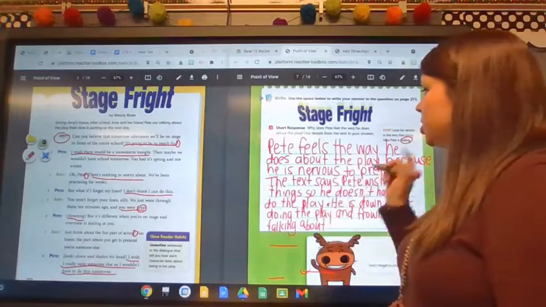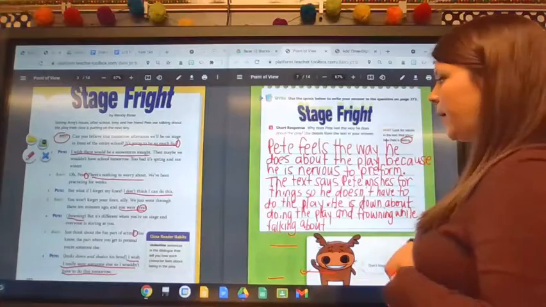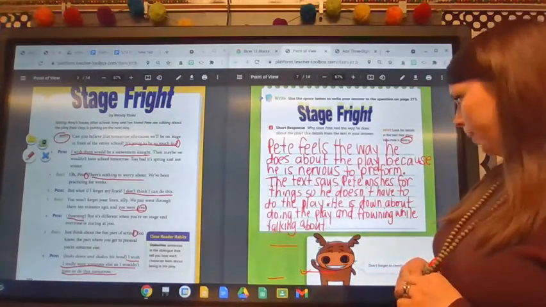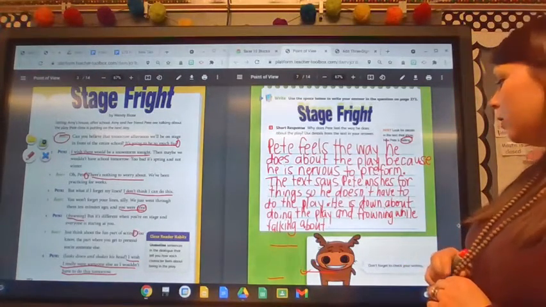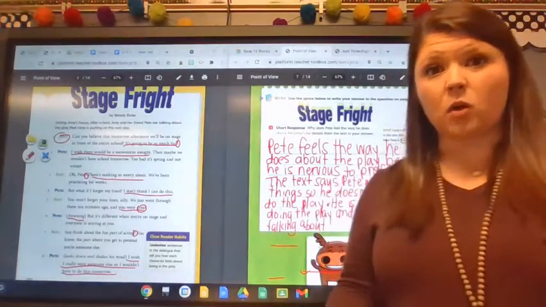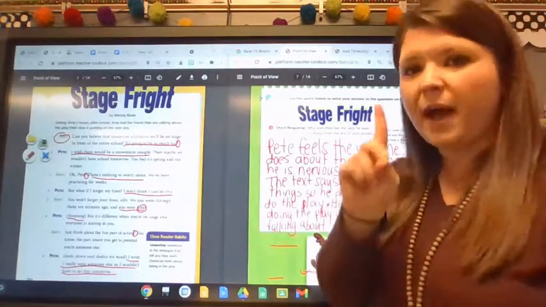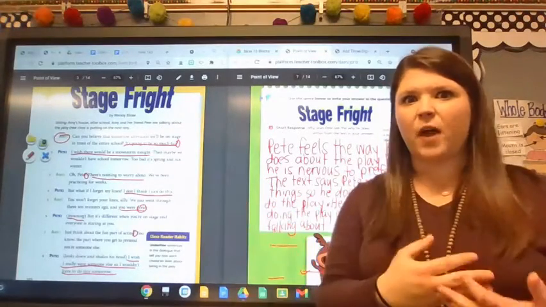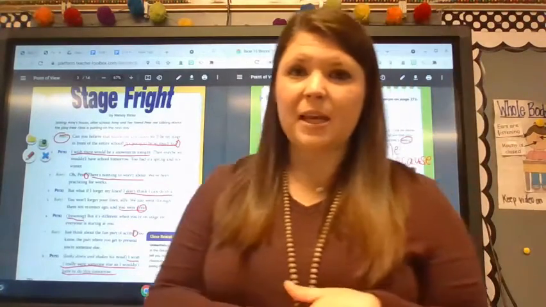All right, let's go back and make sure that we've answered the question. What is the reason that Pete feels the way he does about the play? Pete feels the way he does about the play because he is nervous to perform. The text says Pete wishes for things so he doesn't have to do the play. He is down about doing the play and frowning while talking about it. Does that answer our question? Yes, and we were able to find the characters' points of view, and then we were able to talk about the differences because Amy felt the opposite way, didn't she? All right, guys, great job. We will continue practicing with point of view.